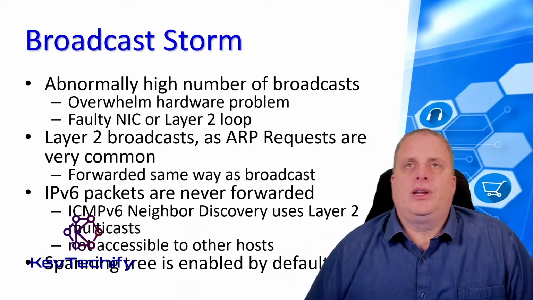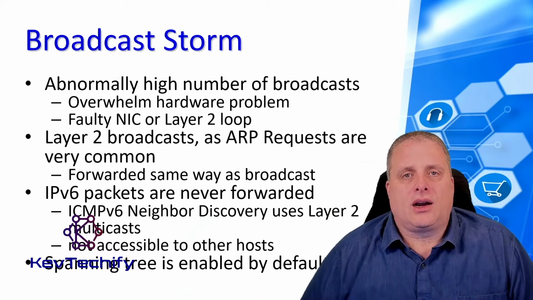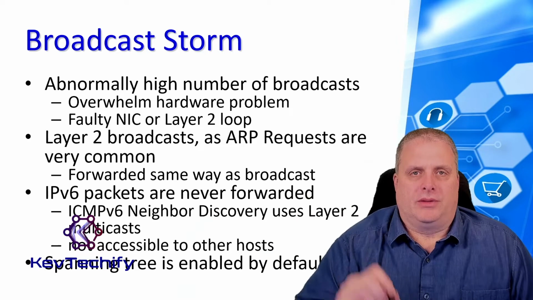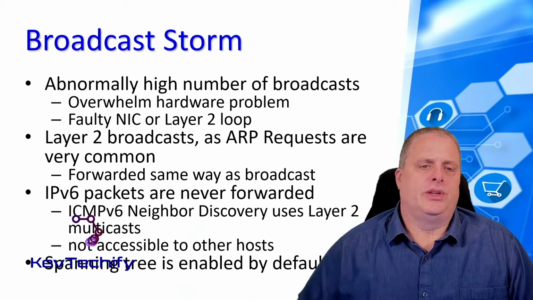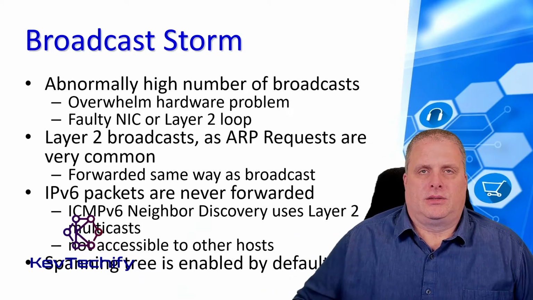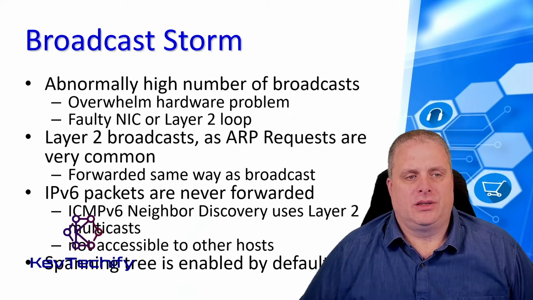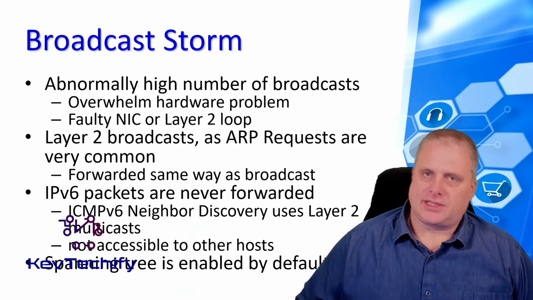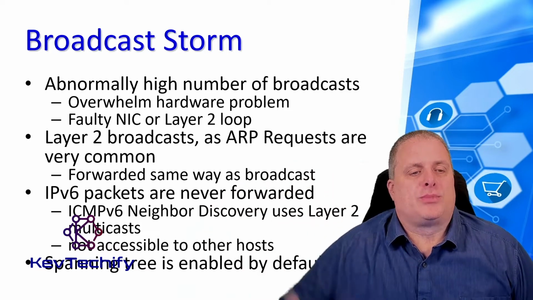A lot of times a broadcast storm is a sign you have a network interface card or network interface controller that is causing problems. It needs to be replaced or updated with a new driver, something like that, or there's a layer 2 loop. Layer 2 broadcasts, like an ARP request, where we're looking up the MAC address of a device, are a common issue. They're forwarded the same way broadcasts are, and they can start looping and looping and growing the number exponentially on your network.